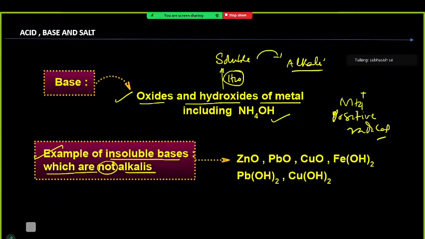Bases that are soluble in water are bases as well as alkalis. But if the bases are not soluble in water, they are insoluble, then they are termed as base but not alkali, like zinc oxide, lead oxide, copper oxide, or ferrous hydroxide, ferric hydroxide, lead hydroxide, cupric hydroxide. These are compounds which are bases, but they are not considered to be alkali because those compounds are not soluble in water.